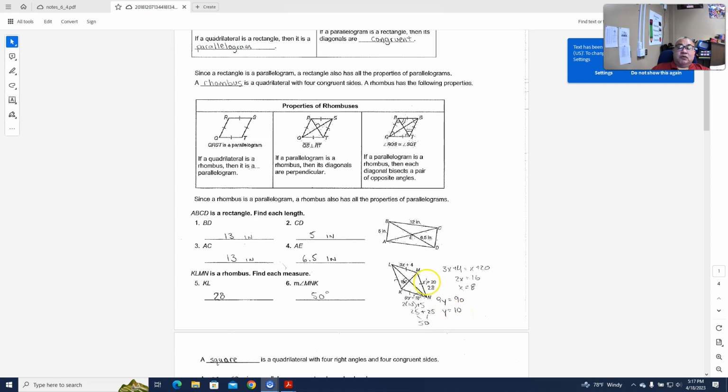Since we're looking for angle MNK, we know that 2y plus 5 is equal to half of angle N. 2 times 10 gives you 20, plus 5 gives you 25. And we know that this segment bisects the angle, so that's 25 plus 25, which gives you 50.